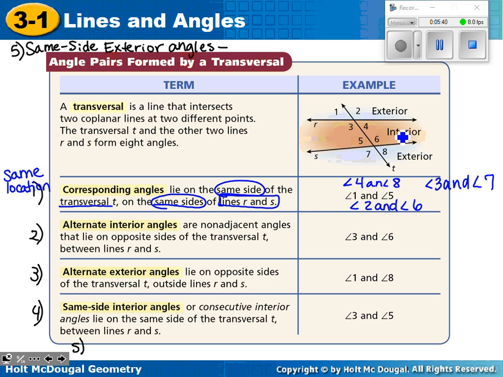Any questions about corresponding? Okay, how many of you have heard and seen corresponding angles before? All right, so if you are saying yes, some of you may not remember, but you should have talked about that back in the other grades.